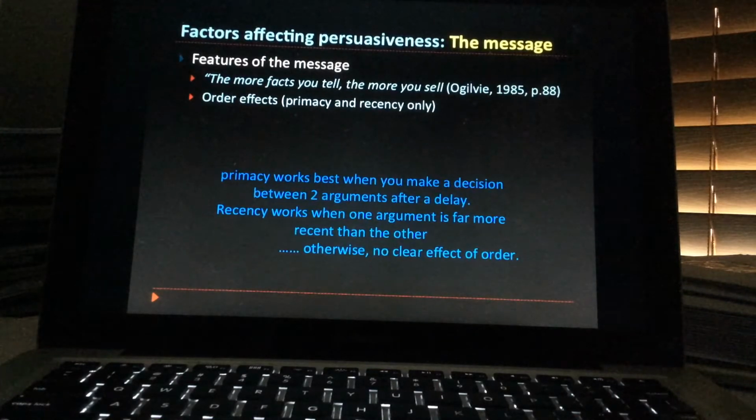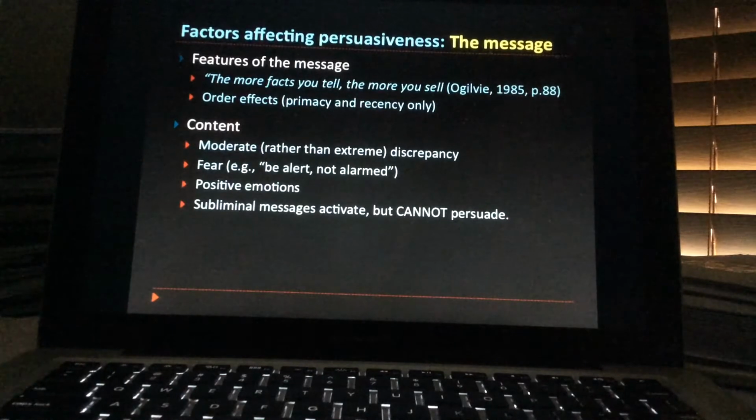But it seems that if there's a long delay between when all the arguments are presented and the decision being made, the primacy effect actually works best. But again, there's no real clear effect here. But both primacy and recency effects are better than being in the middle. So you basically want to go first or last in order to make your message persuasive. Okay, so that's features of the message.